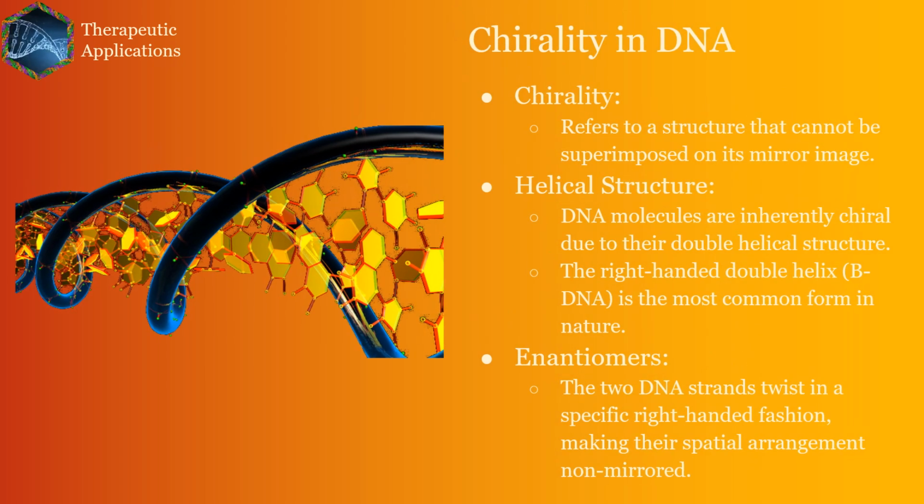Chirality in DNA. Chirality refers to the geometric property where a structure is not superimposable on its mirror image. In the context of DNA, helical structure, DNA molecules are inherently chiral due to their double helical structure. The right-handed double helix is the most common form found in nature, B-DNA. In enantiomers, the two strands of DNA twist around each other in a specific right-handed fashion, meaning their spatial arrangement cannot be mirrored to look the same.